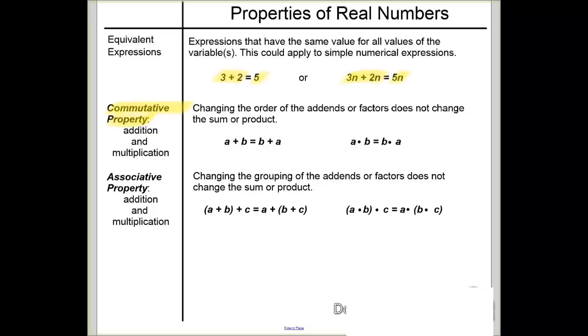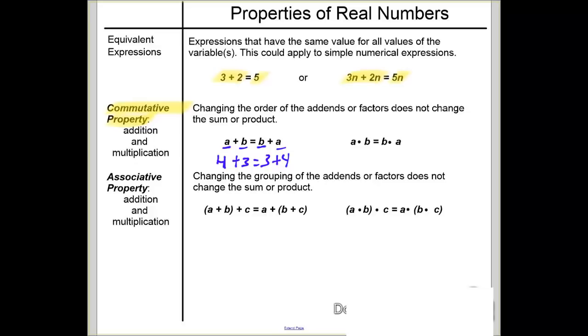This next property, the commutative property, applies to addition and multiplication. It simply says that changing the order of the add-ins or the factors does not change the sum or the product. The add-ins would be numbers that you would add together, so a and b are called add-ins. And if I switch them around and call it b plus a instead of a plus b, those are still equivalent to each other.